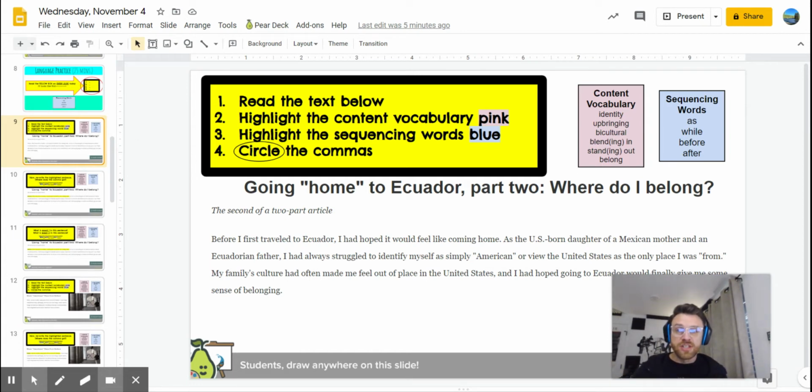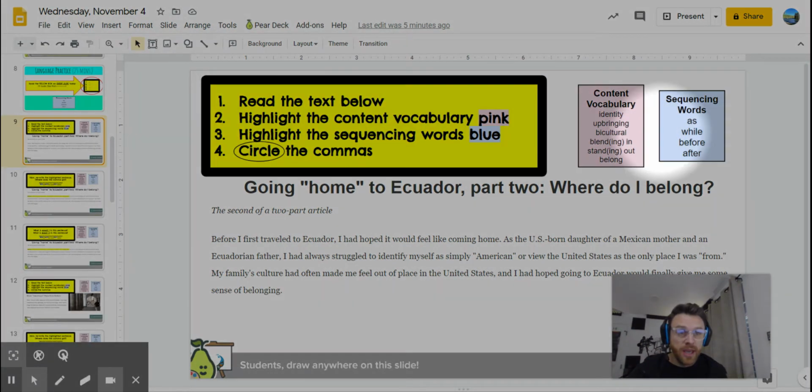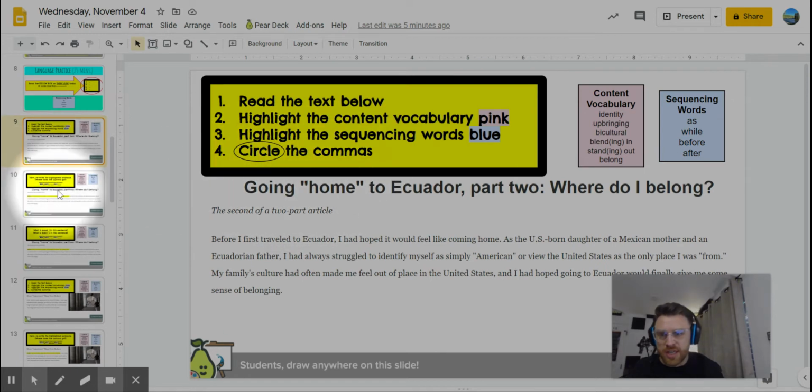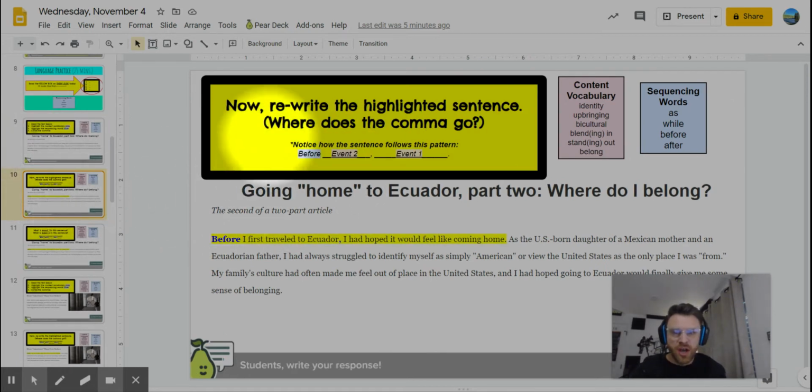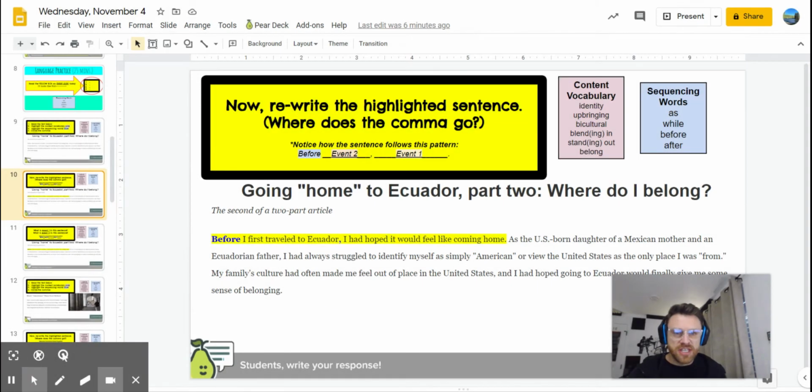So on this first slide, you could see they're reading the text, they're highlighting the content vocabulary here in pink, highlighting the sequencing words in blue, and then circling commas so they can get some familiarity with the language. On the second slide, I highlight a sentence here, and then I want them to just rewrite it. So this is a text slide where they can just see this slide, and then they'll have a little spot to rewrite the sentence themselves, hopefully catching the comma. Most of them actually did.